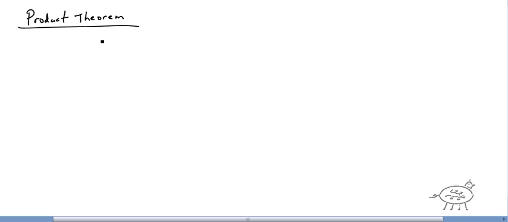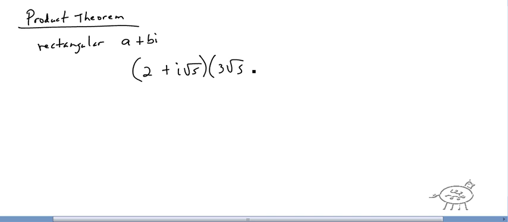Even before we get into polar, let's talk about rectangular. Remember, rectangular is a plus bi. So let's do a nice mellow one here: 2 plus i root 5 times 3 root 5 minus 3i. You just have to be a little careful when you're multiplying it, and we're just going to do FOIL.